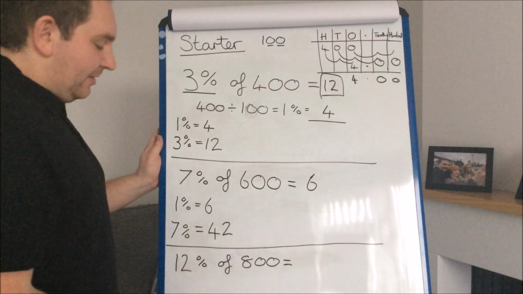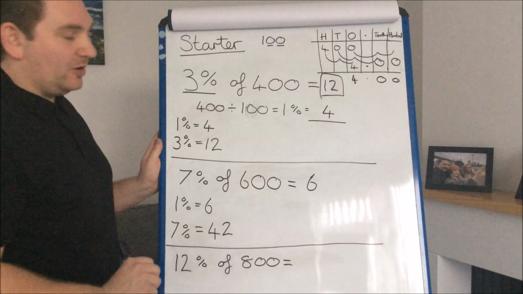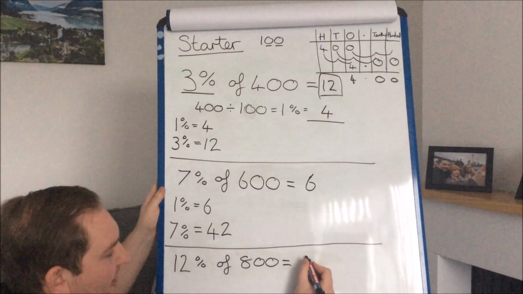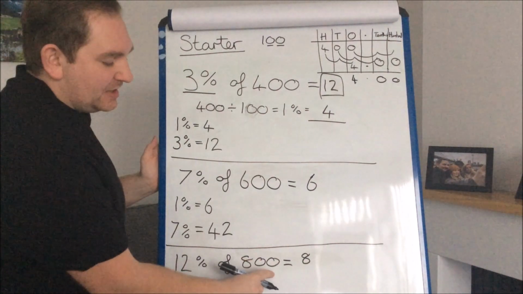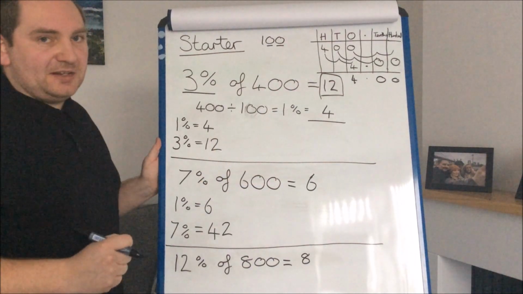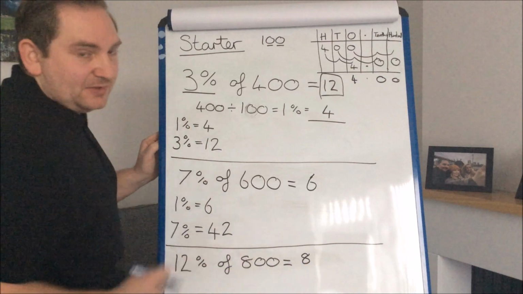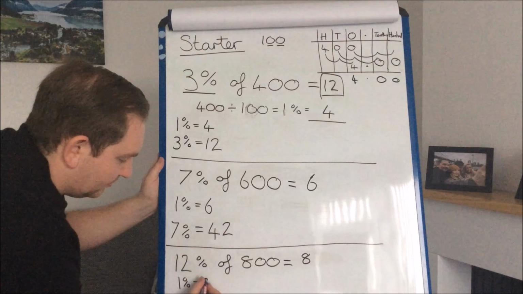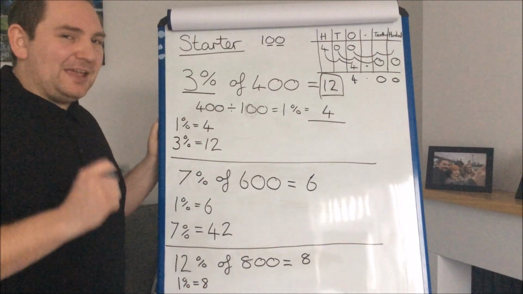Okay. So, divide 800 by 100 to work out 1%. 800 divided by 100 is 8. Again, we move those digits 2 spaces to the right because 100 has 2 zeros in it, a super way to remember. After you have 1%, which is 8, if I said 800 then I meant 8.